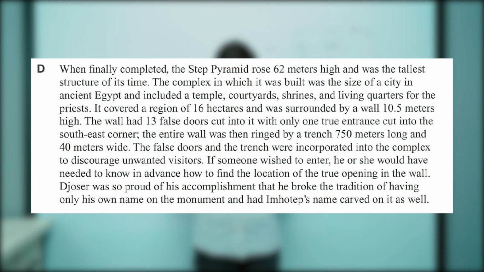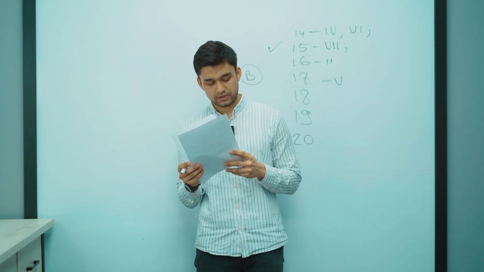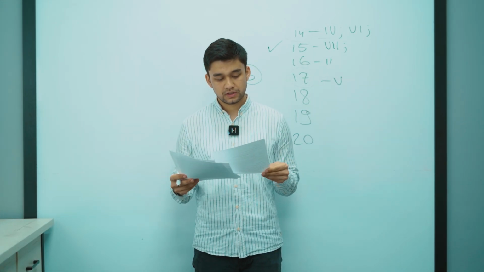It covered a region of 16 hectares and was surrounded by a wall. The wall had 13 false doors cut into it with only one true entrance. Cut into the southeast corner, the entire wall was then ringed. So the word ring, you know what is ring? Like people have in their fingers. Ringed is encircled. Synonym again, ringed with what? Ringed by a trench. So the answer most probably is going to be the word trench.